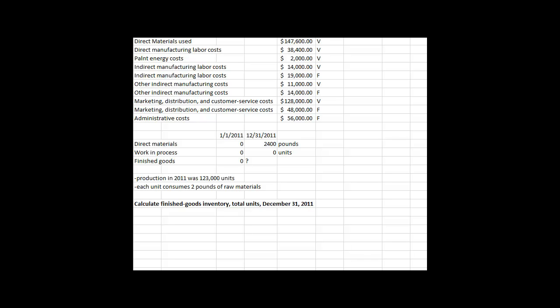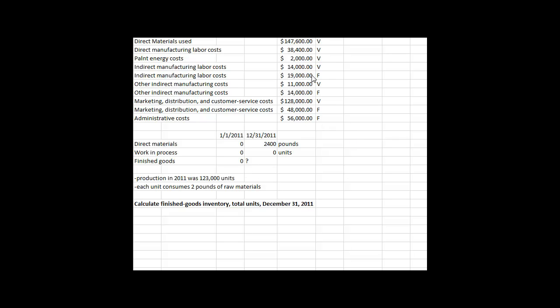So the first part of this problem asks us to calculate the ending raw material dollars when they gave us the actual number of units. And you saw how to do that. Now we're looking at it the other way, and we're trying to figure out what's the ending finished good units of this shelving manufacturer if we know the dollar amount.